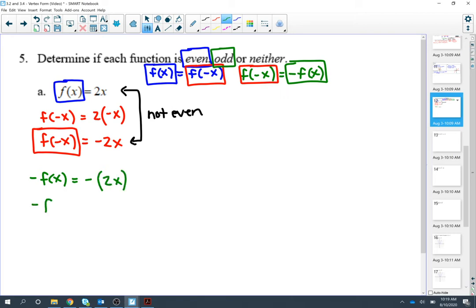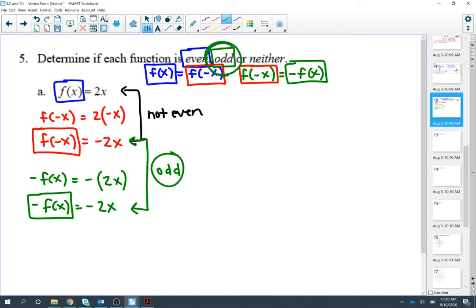If we simplify that, that is negative 2x. And that is your negative f of x. So then we're going to take this guy and compare it to this guy. Notice for your odd, you don't go back to the original function. You start with that f of negative x in the middle. What do you notice about the red negative 2x and the green negative 2x? They are the same, which means this is an odd function. That's your answer. This is an odd function.